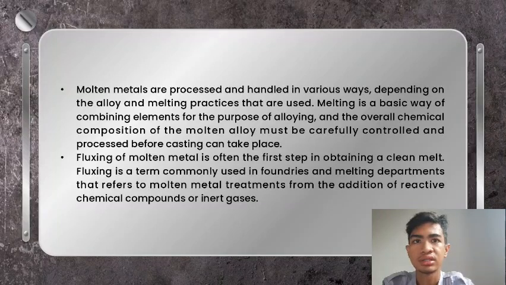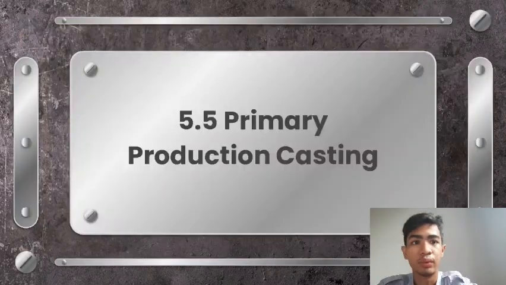Fluxing can occur throughout the various stages of melting and handling of molten metals, from the melting or holding furnace to transfer molds. 5. Primary production casting.